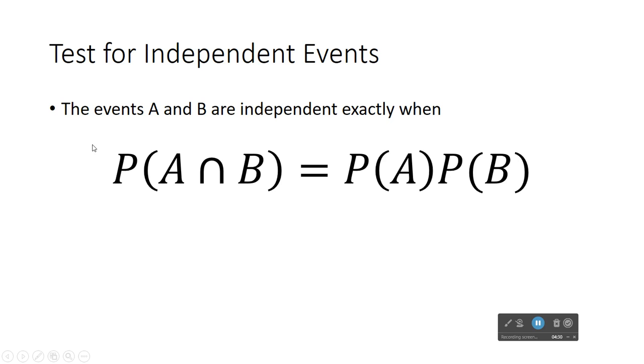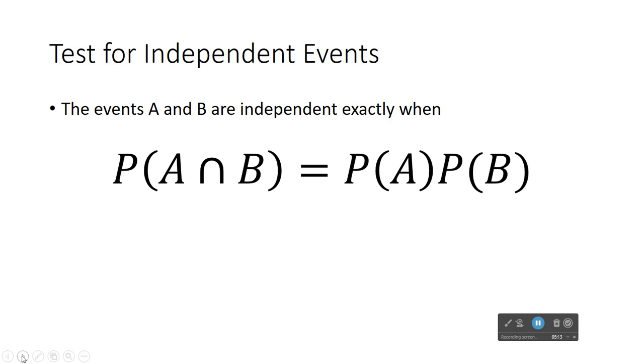Okay, so intuitively, that's what independent events are. When we test for them, we have a very simple mathematical test, and that is if the probability of A intersection B is equal to the probability of A times the probability of B. Okay, and so if two events are independent, this is true, and if this is true, the two events are independent of each other. This is the exact time that events are independent, when this is true.